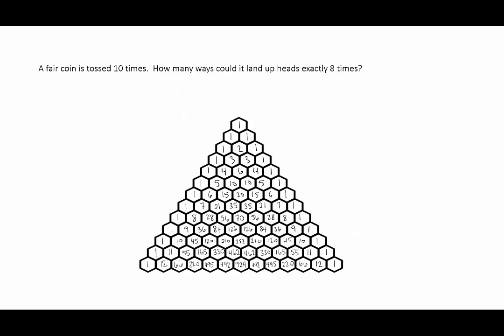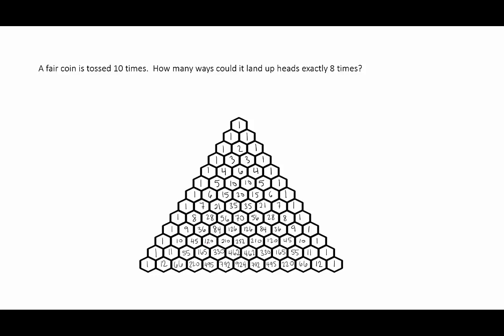Okay, another application of Pascal's Triangle would be with specific types of probabilities. So a fair coin is tossed 10 times, right? So you flip it the first time, you record heads or tails. You flip it the second time, you record heads or tails, so on and so forth. How many ways could it land up heads exactly 8 times?